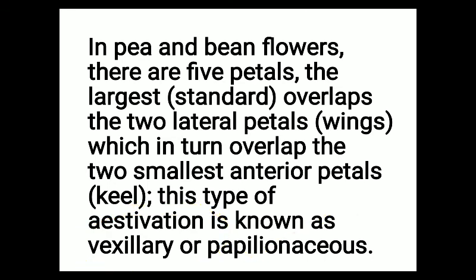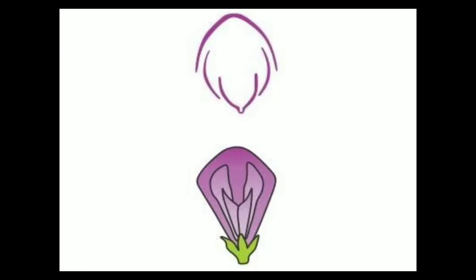So I hope it is clear what is vexillary estivation and what is papilionaceous corolla. So what is vexillary estivation? There will be 5 petals. The largest petal is known as standard, which will overlap the two lateral petals. And what is the name of these two lateral petals? They are known as wings. And these wings also overlap the two smallest interior petals. And what is the name of these two interior petals? They are known as keel. So this type of arrangement of petals is known as vexillary estivation, and such type of corolla is known as papilionaceous corolla. Examples are seen in the bean plant and pea plant.